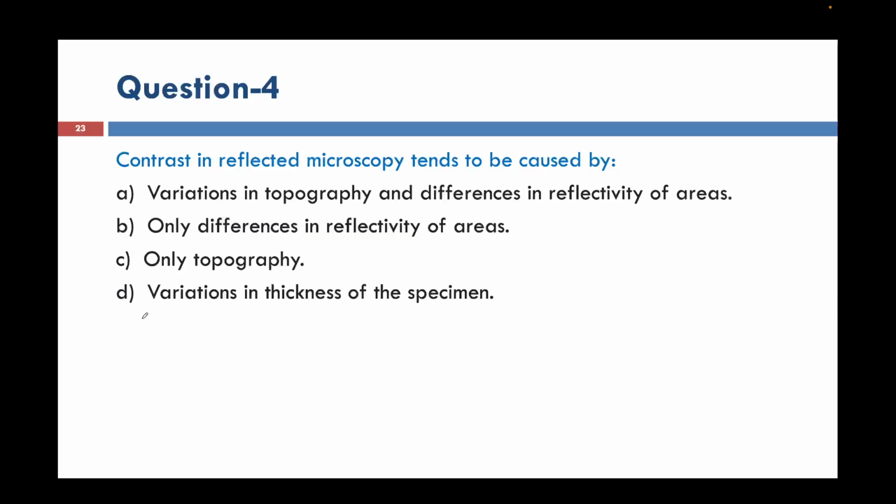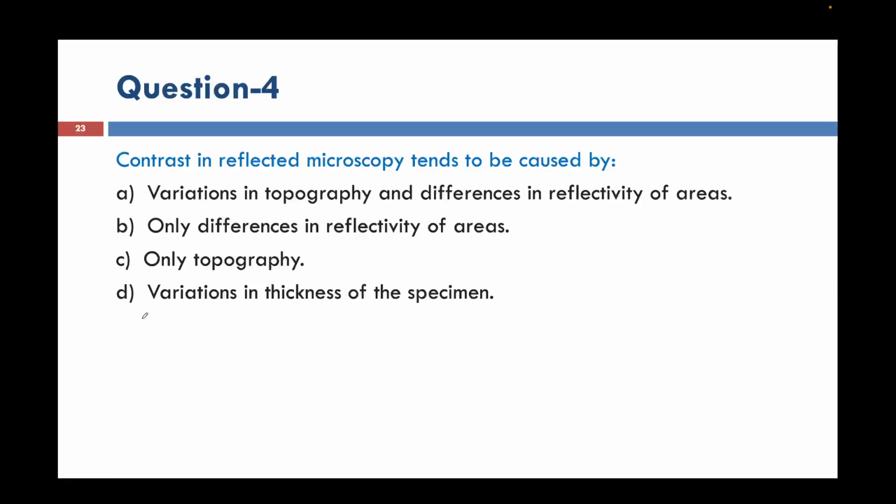Yeah. So the next question is, contrast in reflected microscopy tends to be caused by variation in topography and differences in reflectivity of area. Option A, only difference in reflectivity of area. Option B, only topography. Option C, and variation in thickness of the specimen.